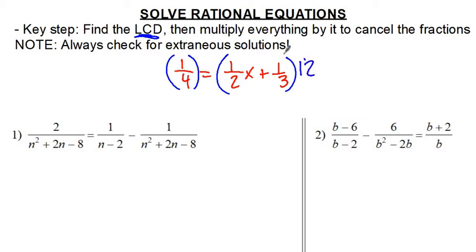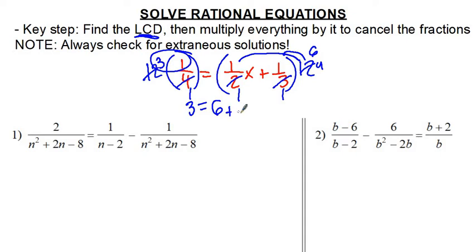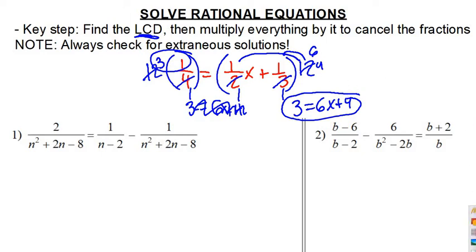So here's what happens. If you multiply this by 12, those will cancel. If you multiply 12 over here, that will become a 6. And if you multiply 12 over here, that will become a 3. So what would happen is you'd have 3 equals 6x plus 4. It's a little bit messy, so let me rewrite that. 3 equals 6x plus 4. This is a much easier equation to solve. There are no fractions in it. So what we just did there is the exact same thing that we're going to do in numbers 1 and 2. We're going to find the least common denominator and then multiply everything by that.